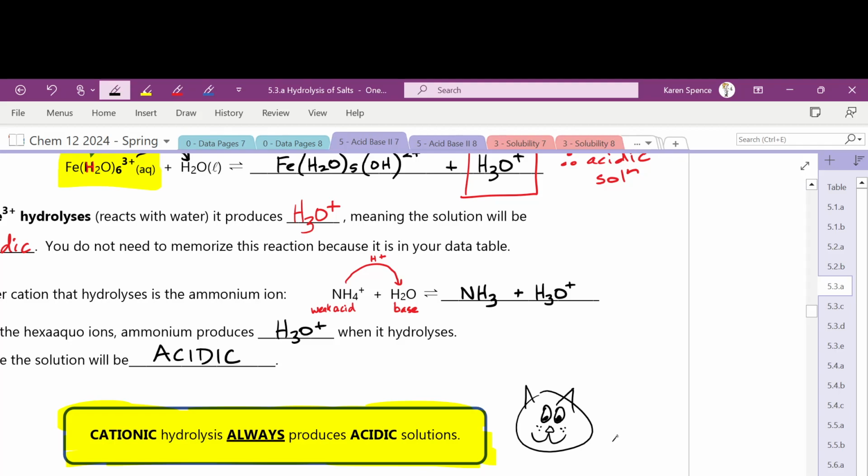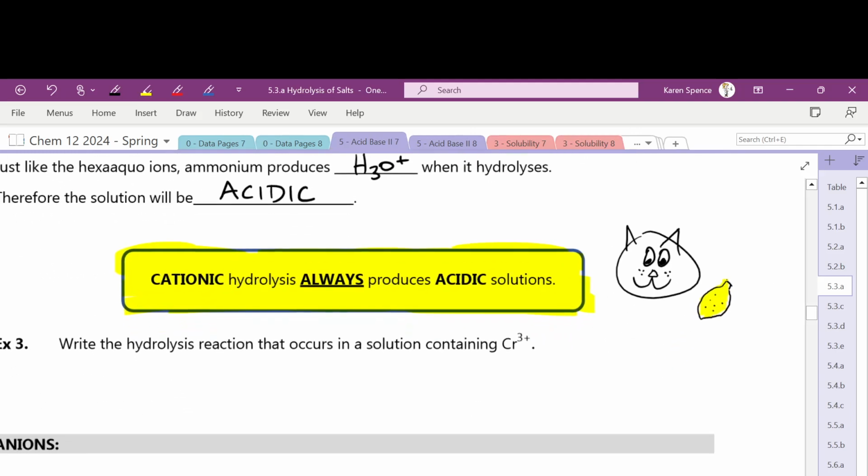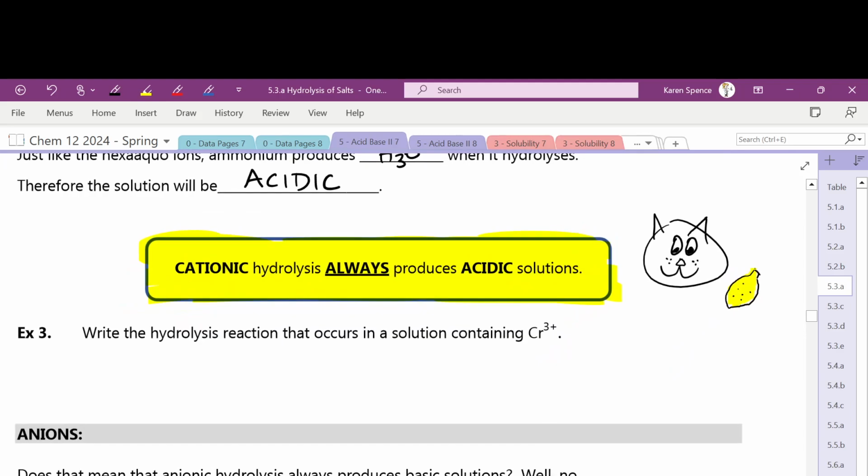Okay, and a lemon looks kind of like this. So just imagine a cat with a lemon. Cations always produce acidic solution. I don't know, maybe just having watched me do that horrible art presentation will have helped you remember it. Cationic hydrolysis is always going to produce an acidic solution. Please write the hydrolysis reaction that occurs in a solution containing chromium. Do it.